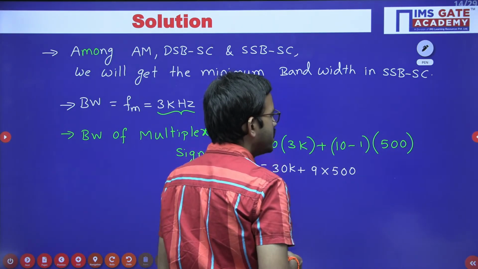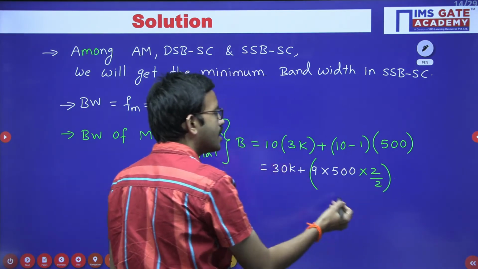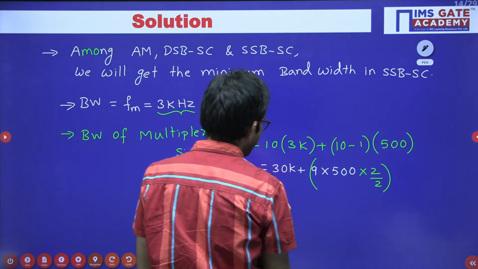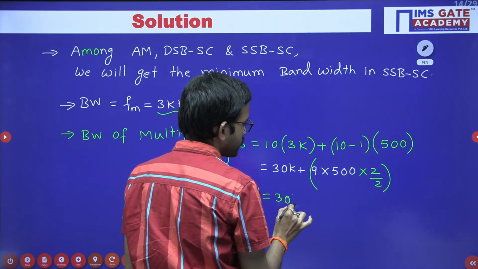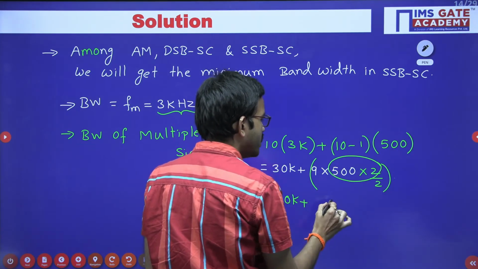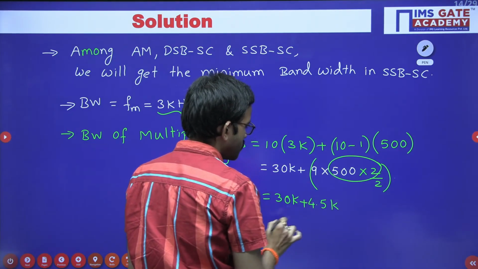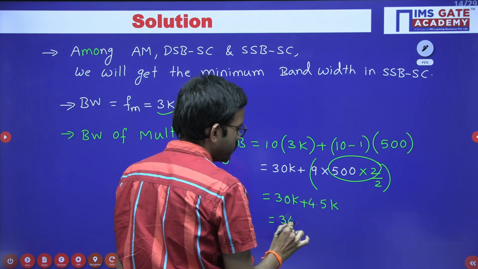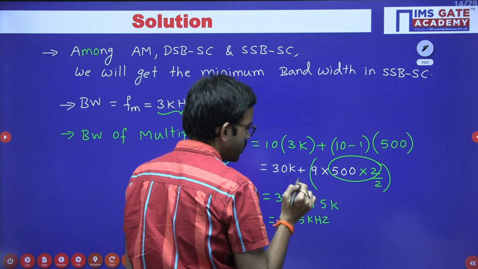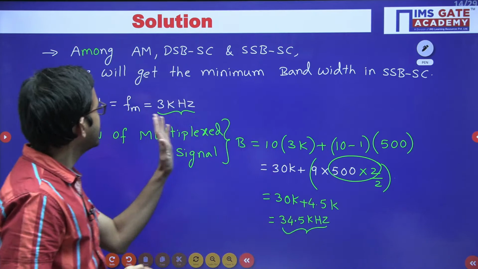Here you can multiply and divide by 2 so that you get the answer in the order of kilohertz. 30k as it is, then 500 into 2 is 1000, which we write as kilo. 9 by 2 is 4.5. So you get 34.5 kilohertz. This is the minimum bandwidth required when transmitting 10 signals.